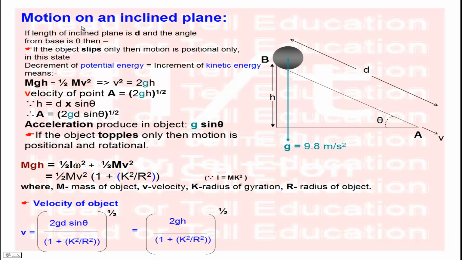Next, motion on an inclined plane. So this is our inclined plane. This is the height of the inclined plane, this is the base, and this is the distance of the inclined plane from A to B, and the object is here on top of this, and acceleration is g downward, and the angle is theta from the base.